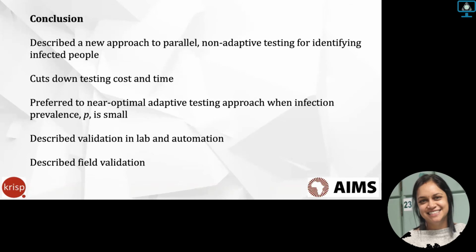So in conclusion, we were able to describe a new approach to parallel, non-adaptive testing for identifying infected people, which largely cuts down both cost and time. This is preferred to a near-optimal adaptive testing approach when infection prevalence is still small. We also described the validation in the lab as well as the automation processes together with a field evaluation.